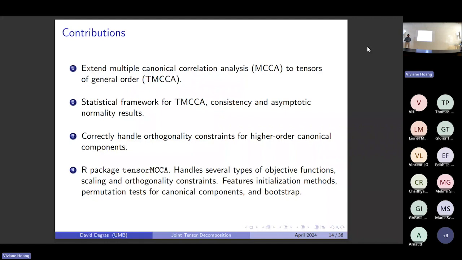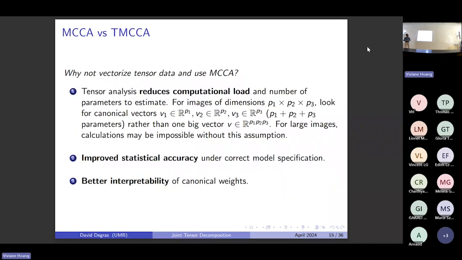It's called Tensor MCCA. It does everything. It gives some initialization functions. It has different algorithms for solving the TMCCA problem with all the scaling and orthogonality constraints that I've presented to you. And what else? It also has tools for selecting the number of canonical components that are statistically significant, and it has also some bootstrap features for inferring the model parameters. Okay, so that's what I'll be talking about.